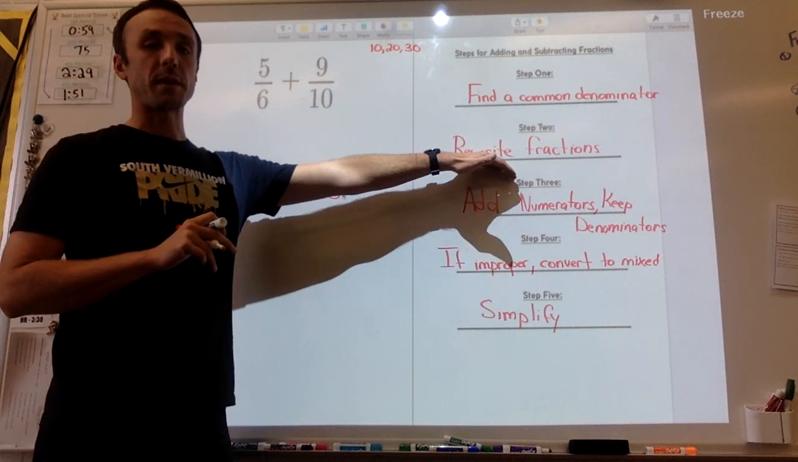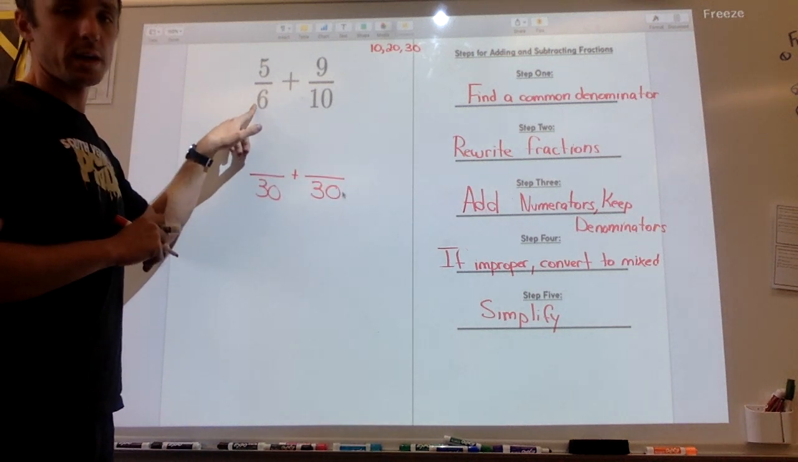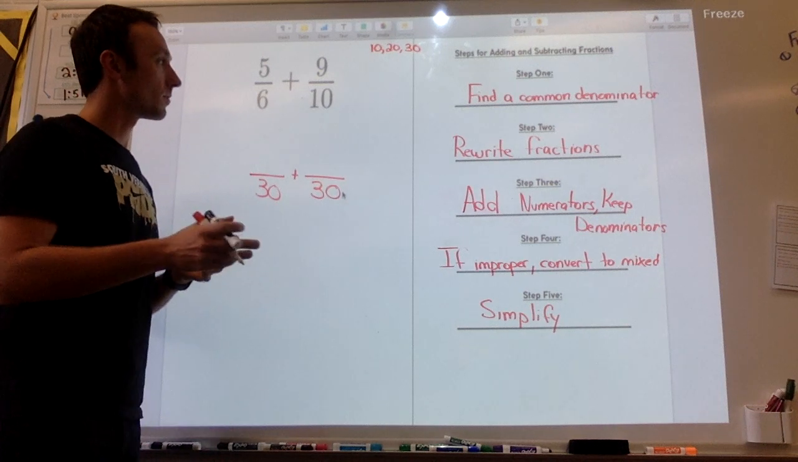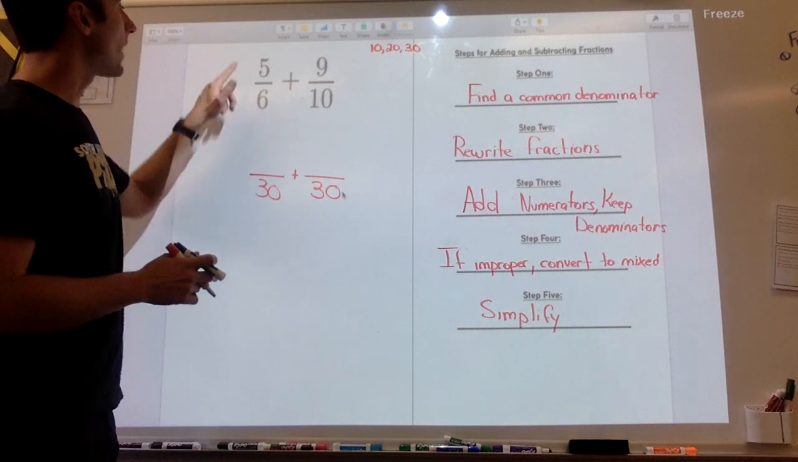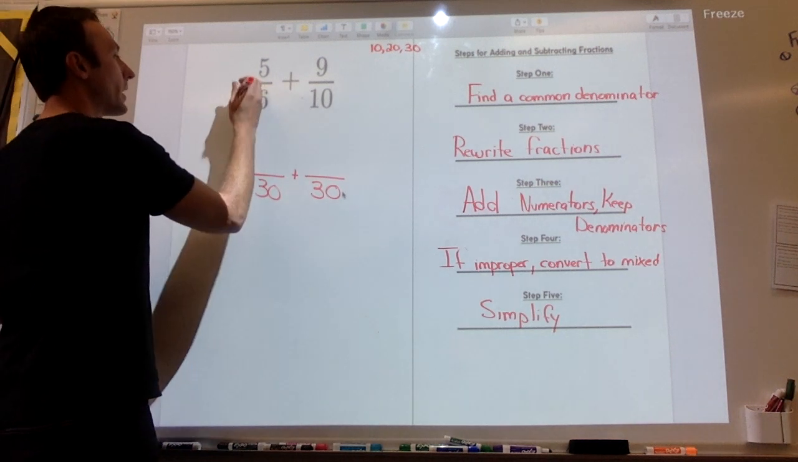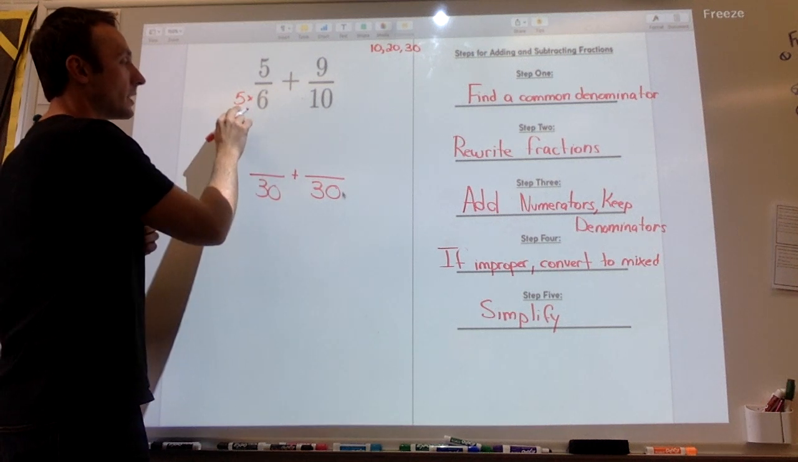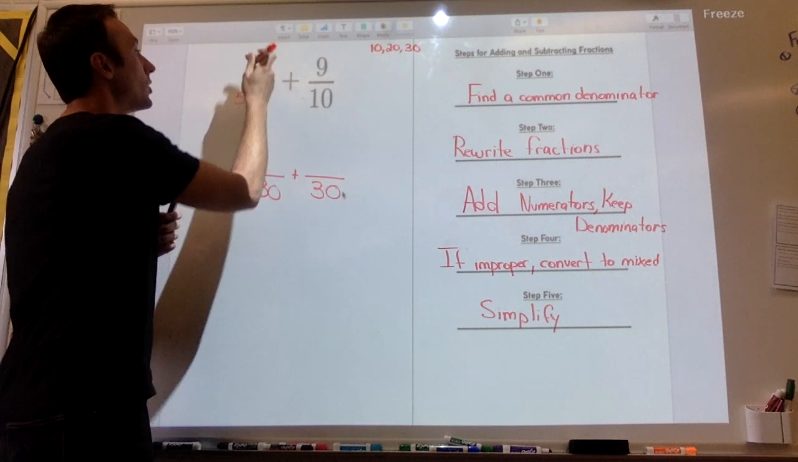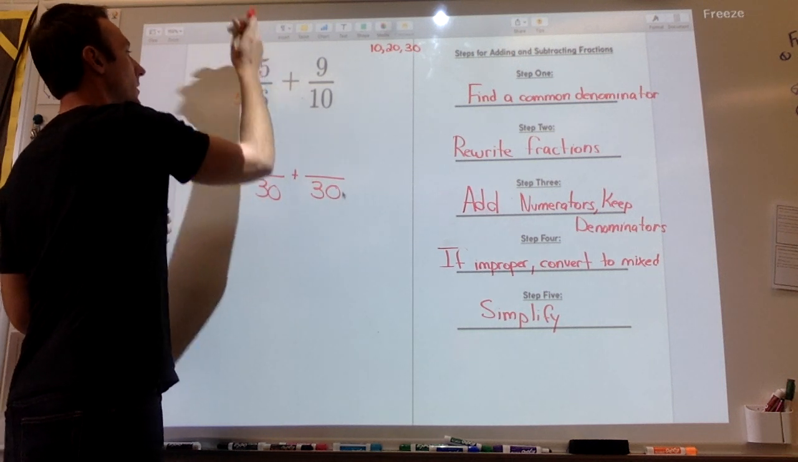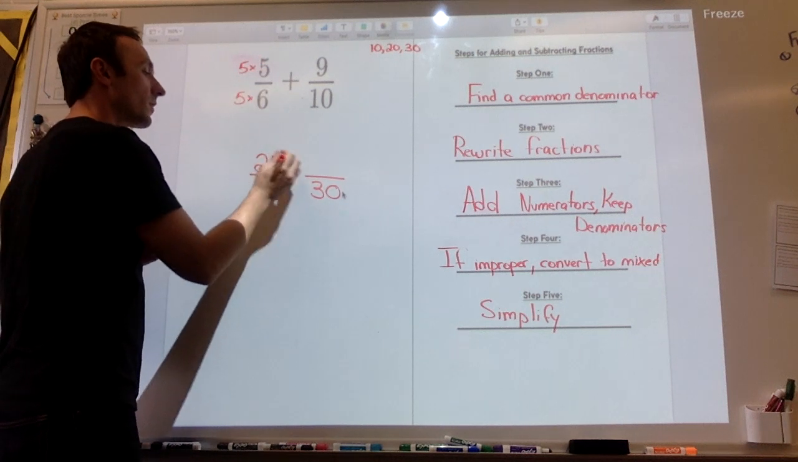Step 2 says to rewrite my fractions, and this is where I have to kind of work backwards. I have to look at what my denominator was, what it is now, and what do I have to multiply to get it from where it was to where it is now. So 5 and 5/6, 6 was my denominator. How does 6 become 30? By multiplying it by 5. 5 times 6 is 30. I multiply the denominator by 5. I also have to multiply my numerator by 5. Oh, I wrote it backwards. Sorry, guys. And 5 times 5 is 25.